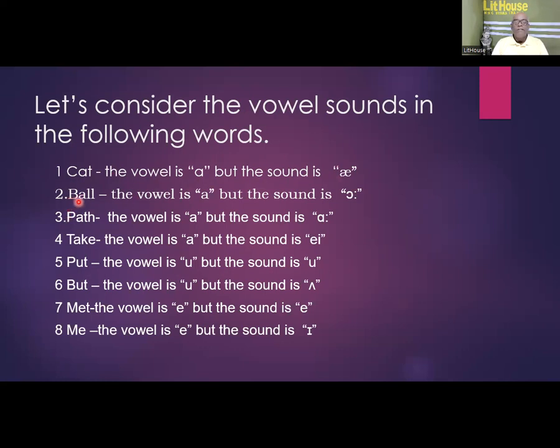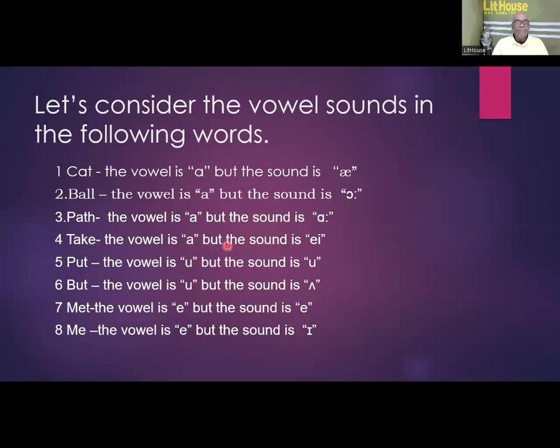Ball. B-A-L-L. Now, the vowel is again A, as in the case of cat. But here there is a different sound produced by A. Here A sounds as O. Ball, O. In cat, A. In ball, O. Go to the third example. Path. The vowel is A again, but the sound is different. Path, right?